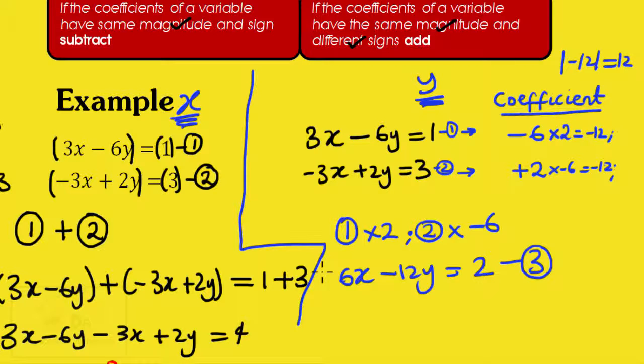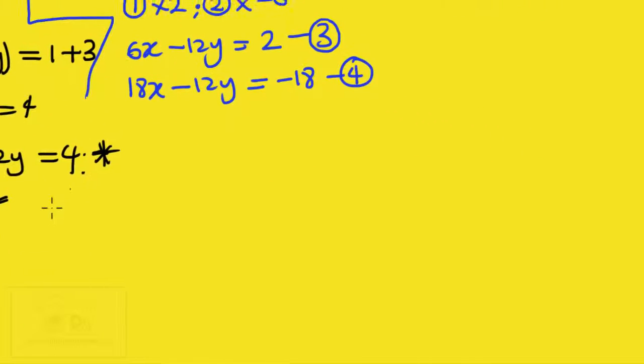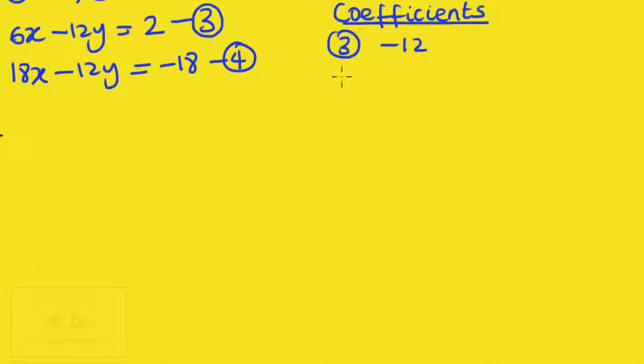Multiplying equation 2 by minus 6 gives the following. Minus 6 times minus 3x is plus 18x. Minus 6 times plus 2y is minus 12y. Minus 6 times 3 is minus 18, which gives equation 4. So we now have these two equations. We examine the coefficients of y, because we're trying to eliminate y. The coefficient of y in equation 3 is minus 12. The coefficient of y in equation 4 is minus 12.